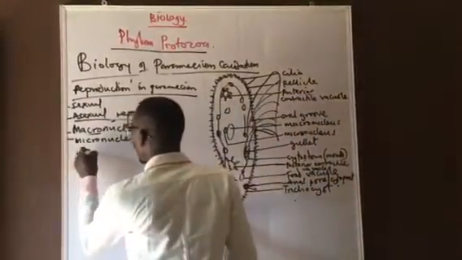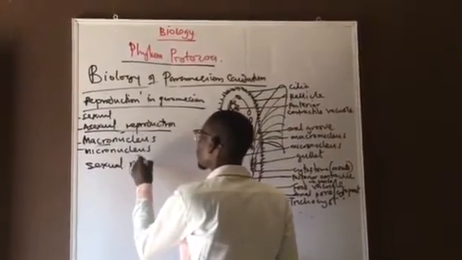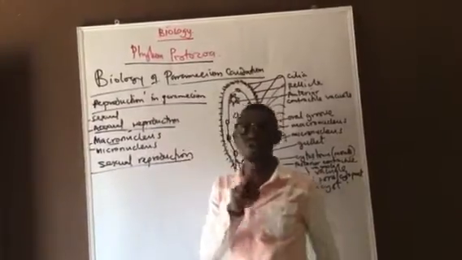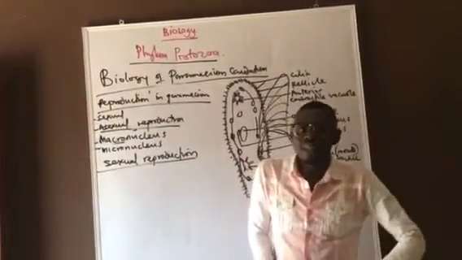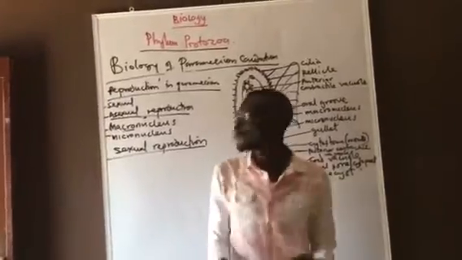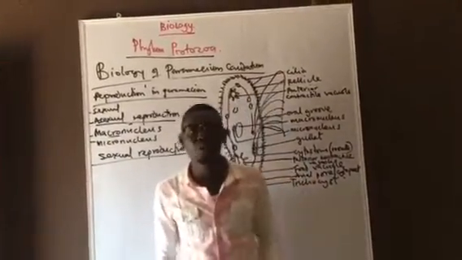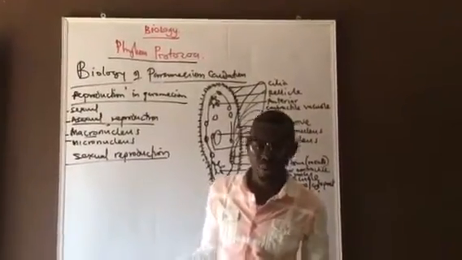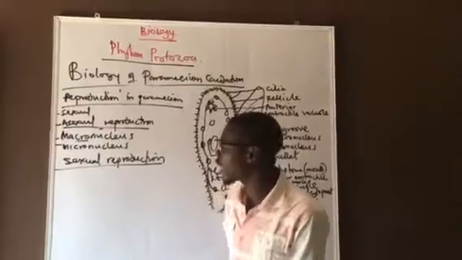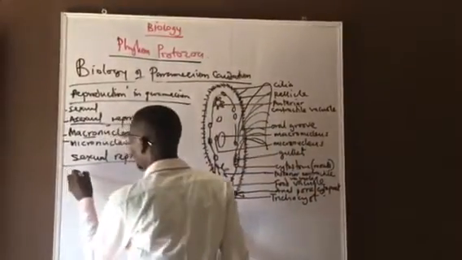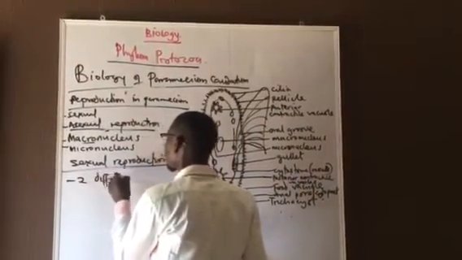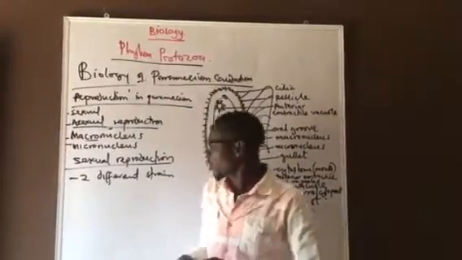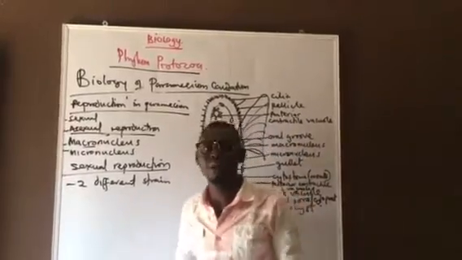But sexual reproduction this time around is a bit complex, and it occurs when you have two different strains of Paramecium that are compatible. When we have two different strains of Paramecium that are compatible, they will come together. We call them conjugants. So when we have two Paramecium that come together, we call them conjugants.